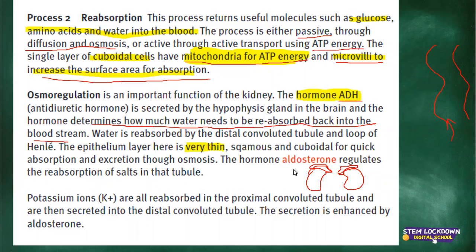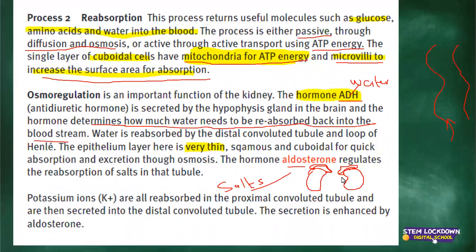Then aldosterone will regulate the reabsorption of salt. So ADH will determine water. So here, let me show you. ADH is water. It regulates water. Remember that. And then aldosterone regulates salts. Those two are very important to be regulated. There: ADH, water; aldosterone, salts, which are found on the adrenal glands, on the kidneys.